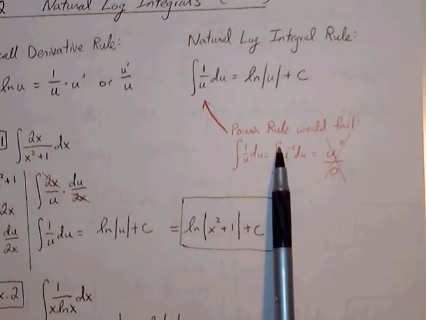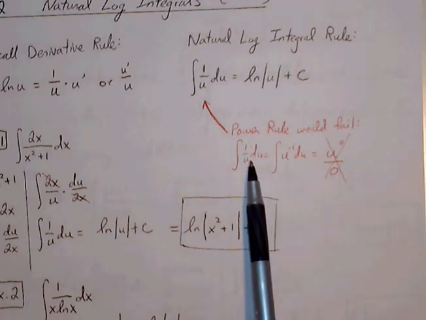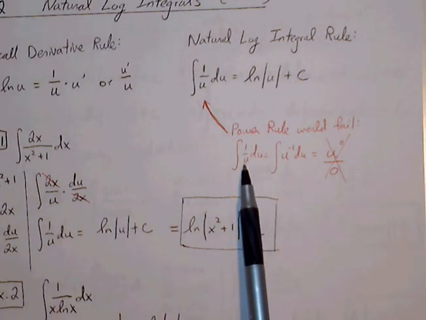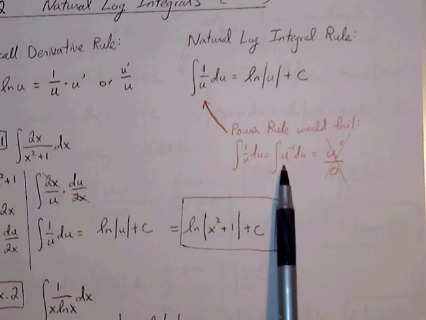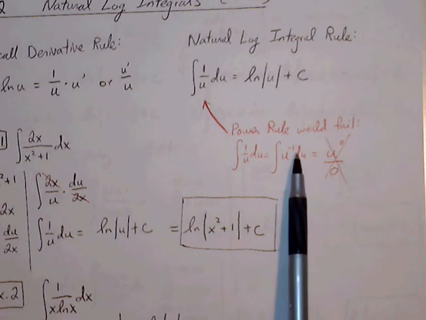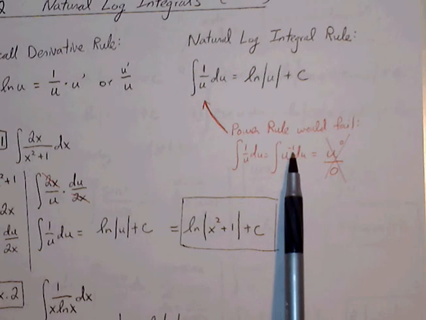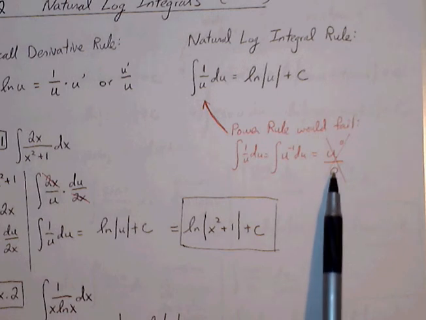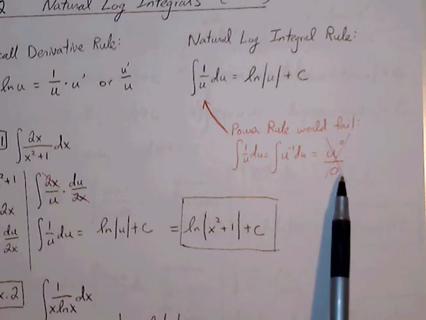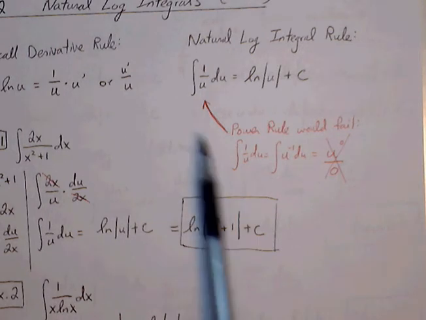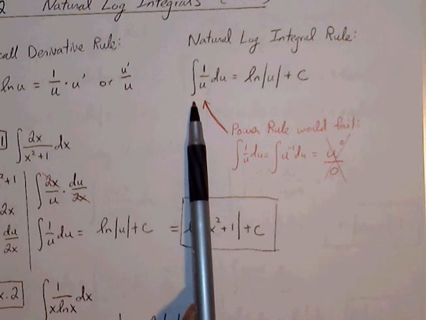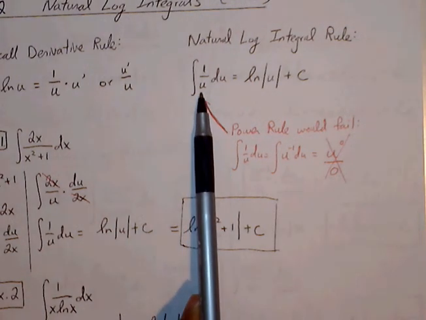If we attempted to use power rule, we would have to rewrite 1 over u as u to the negative 1, in order to bring the variable up to the numerator. Power rule says that we add 1 to the current exponent and divide by that new exponent. Negative 1 plus 1 is 0, so u to the 0 over 0 would be undefined. So power rule fails for a function that is 1 over u, or 1 over u to the first power. So that's why we have this natural log integral rule to take care of this specific instance.